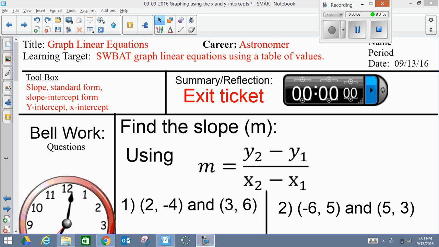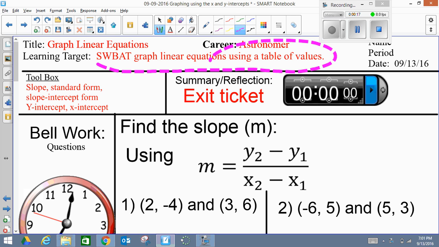Okay, today we're graphing. We're graphing using the table of values. So my goal today is students will be able to graph linear equations using a table of values.